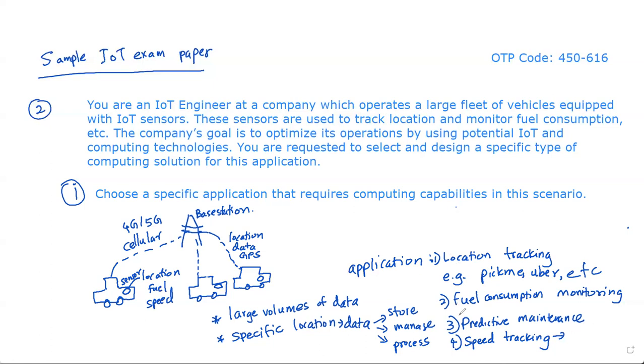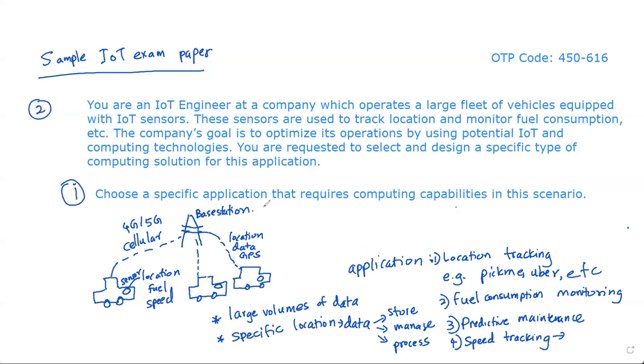So these are some of the example applications that you can propose for this IoT network of vehicles, right? So the applications that you can suggest are these kinds of applications. These are 4 examples of the applications. You can propose more applications that are suitable.